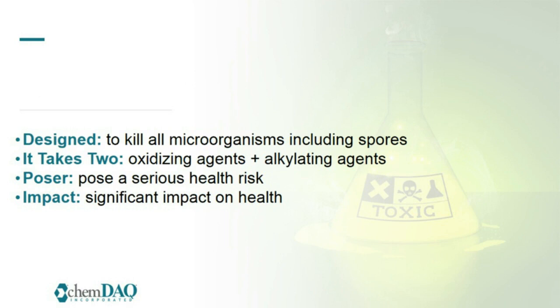Oxidizing agents, which are made up of hydrogen peroxide and peracetic acid, and both of these destroy the cell wall. The next is alkylating agents. This would be ethylene oxide. Ethylene oxide binds to the protein and DNA within the cell, preventing them from functioning properly. And I like to call these two posers because both of these agents pose a serious health risk to anyone who is exposed to them.